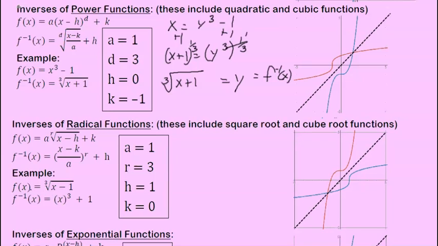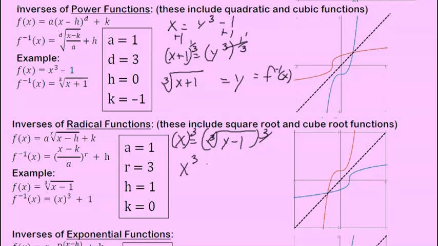Let's look at the example. F of x equals the cube root of x minus 1. And then the inverse is x cubed plus 1. Here's how we would do that algebraically. So we have x equals the cube root of y minus 1. To get rid of a cube root, we'll exponentiate each side by 3.